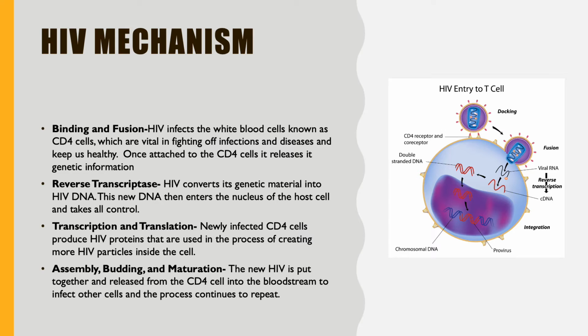Then transcription and translation. The newly infected CD4 cells produce HIV proteins that are used in the process of creating more HIV particles inside that cell. Assembly, budding, and maturation. The new HIV is put together and released from the CD4 cells into the bloodstream to infect other cells, and the process continues to repeat until all cells in the body are infected. To the right here, I have a small illustration for better understanding of what this process may look like.